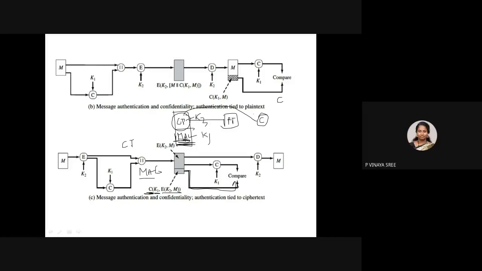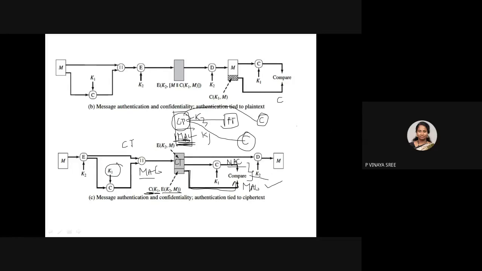Ciphertext, ma'am. Yes, good. So we will be taking the ciphertext. So for C, we will be passing the ciphertext, which is available here. Next, which key? K1. So the same K1 will be applied. So the receiver will also get a MAC. So this MAC and the MAC which is sent by the sender, both will be compared. If both are the same, then the received message is authenticated and confidentiality is provided.